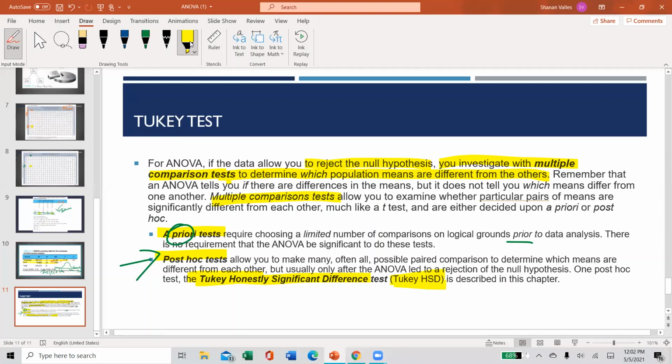Post hoc literally means after the fact. That's what post hoc stands for in Latin, I guess. After the fact. So you do this after the data is already analyzed.